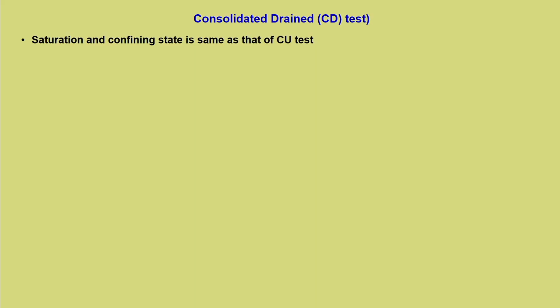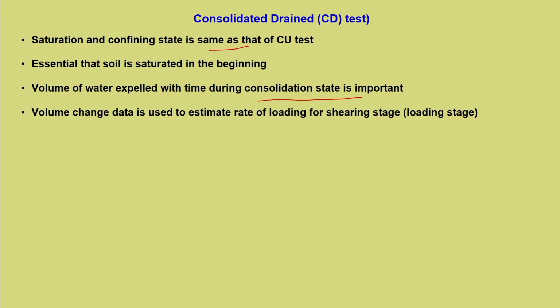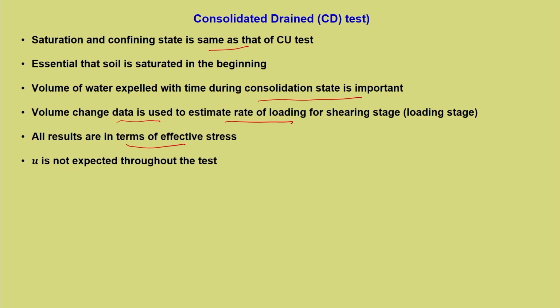Now, the CD test is very much similar to the CU test, everything remains the same, the only thing is that drained loading happens. The saturation and confining stage is the same as that of the CU test, and it is essential that the soil is saturated. The volume of water expelled with time during the consolidation stage is important. Volume change data is used to estimate the rate of loading for the shearing stage, that is the loading stage. All results are in terms of effective stress because there is no development of pore water pressure during this test.